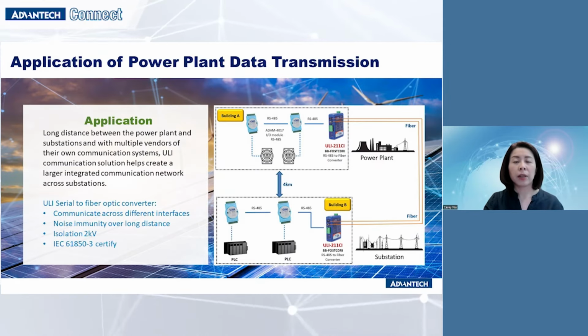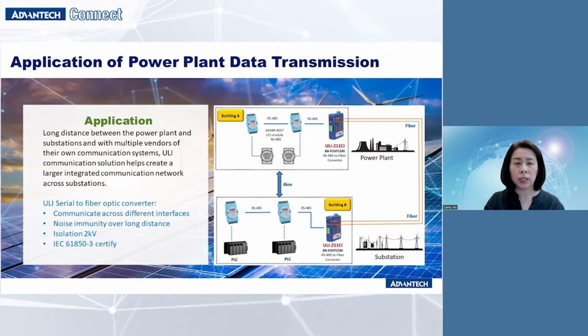This slide shows an application about power plant data transmission. The customer faces data transmission over long distance between the power plant and the substations and tries to integrate different communication systems from multiple vendors. ULI serial to fiber converters help to create a large integrated communication network across substations with noise immunity over long distance up to 4 kilometers.